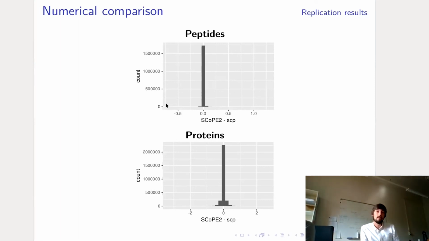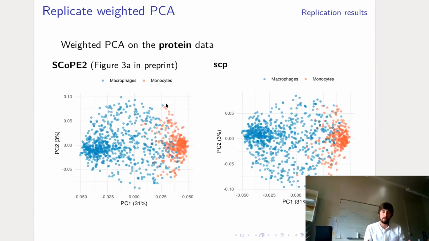Only for the protein data, it's a bit more spread out because the differences that we see already at the peptides tend to accumulate during the processing. Although there are small differences, the data sets are still highly similar. This can be seen from this weighted PCA plot.